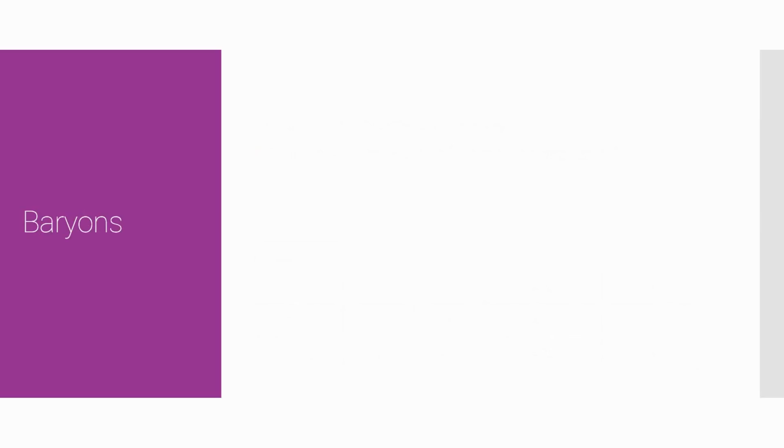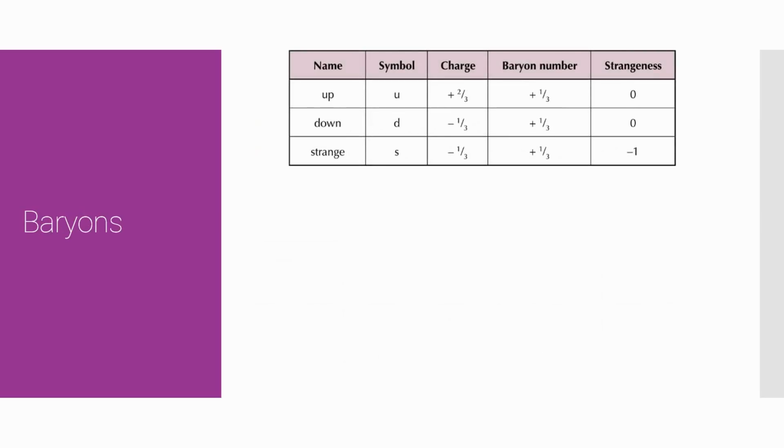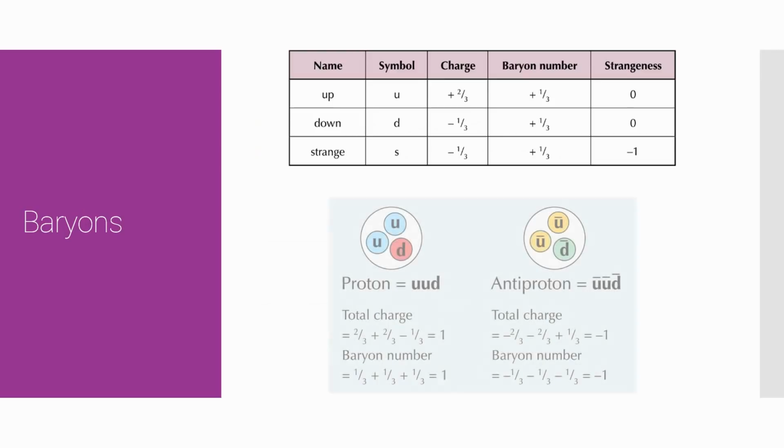Let's talk about baryons. As we know, baryons are made up of 3 quarks, and here's how. If we look at how a proton and an antiproton are made, a proton is made up of up, up, down. This is because the total charge adds up to 1, as you can see, and the baryon number adds up to 1. 3 quarks is always going to give you a baryon number of 1. It's inevitable. Unless, of course, antiquarks.